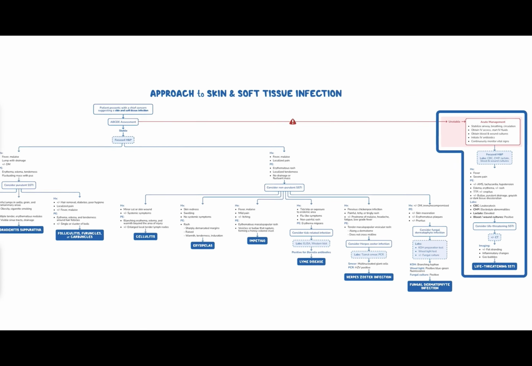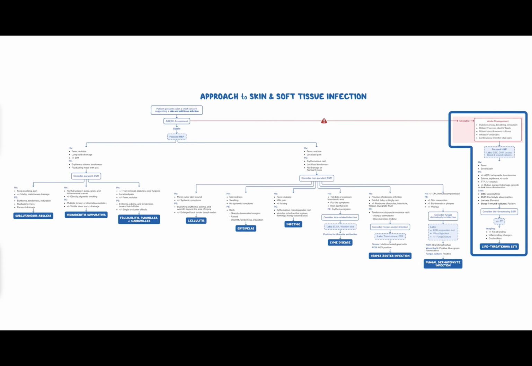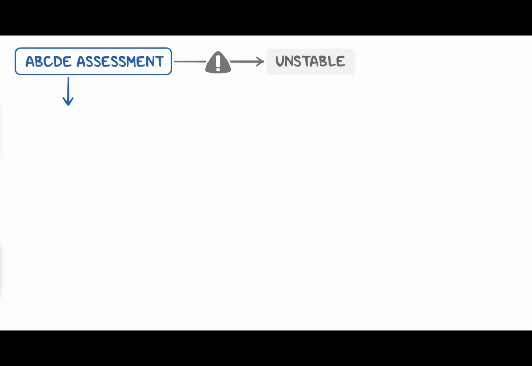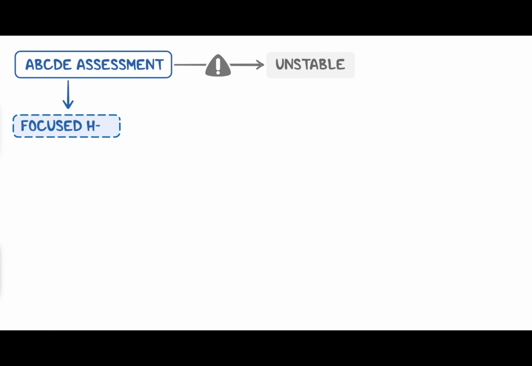Now that unstable patients are taken care of, let's switch gears and talk about the stable ones. For stable patients, your first step is to obtain a focused history and physical exam. Here, your goal is to differentiate between a purulent lesion and a non-purulent lesion. Let's begin with purulent lesions.